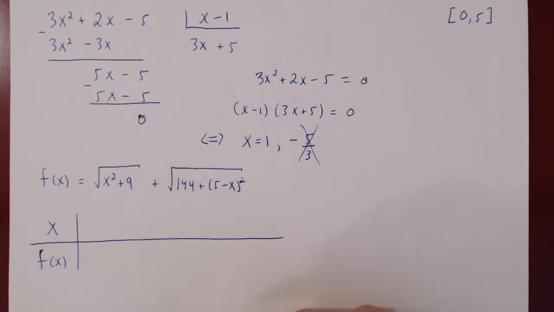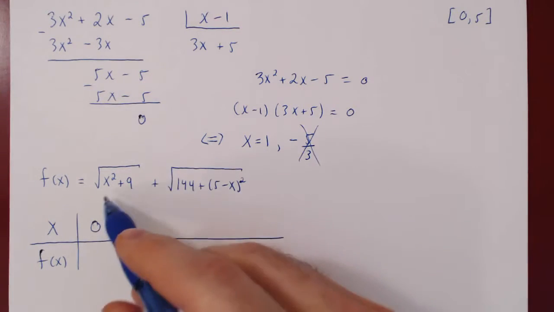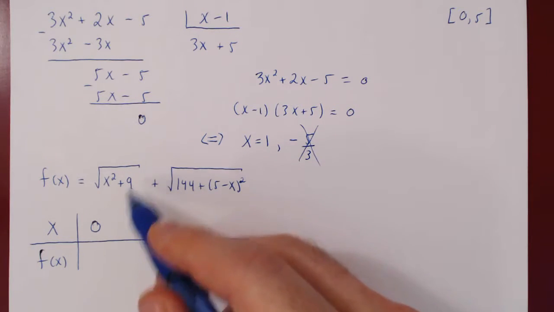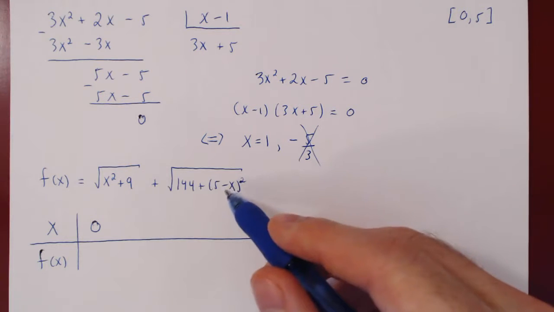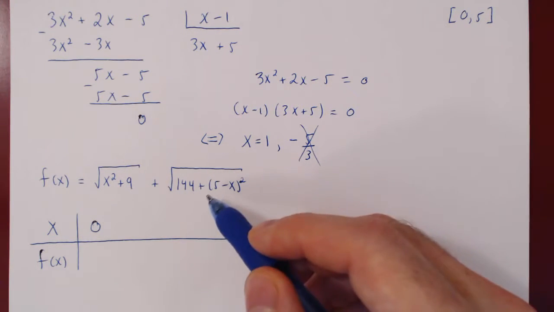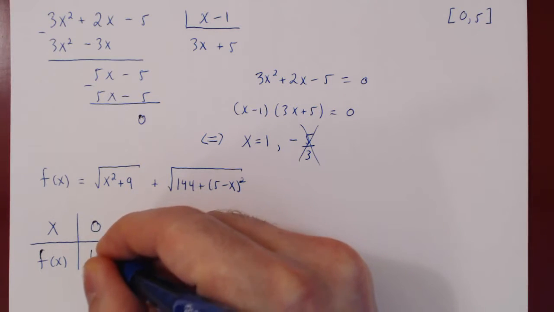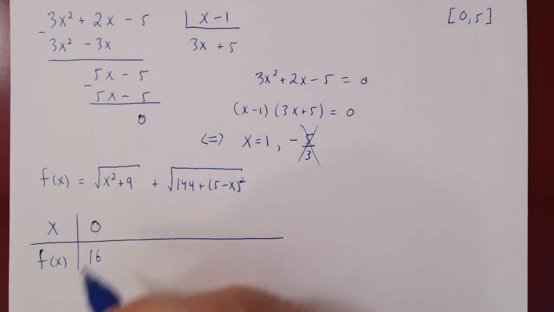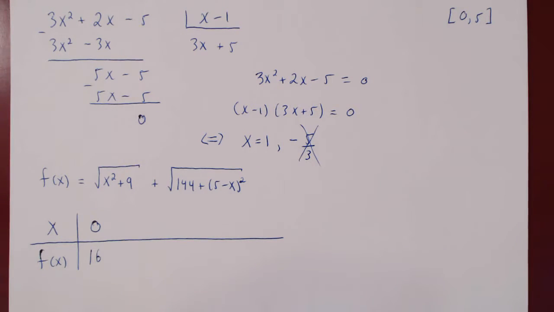Alright, so the value of f at the left-hand point when x is 0. If you plug in x equals 0, you have the root of 9, which is 3. 5 minus 0 is 5. 5 squared is 25. 144 plus 25 is 169, which is 13 squared. And so the root of 169 is 13. 13 plus 3 is 16. So if x is 0, we have to use 16 meters of wire to stay these two poles.